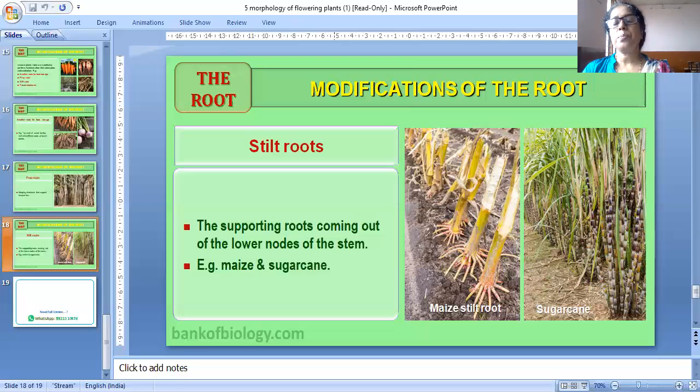The compound leaves may be of two types. In a pinnately compound leaf, pinna means on the lateral side; these two are on lateral sides. A number of leaflets are present on a common axis, the rachis, which represents the midrib of the leaf, as in the neem leaf.